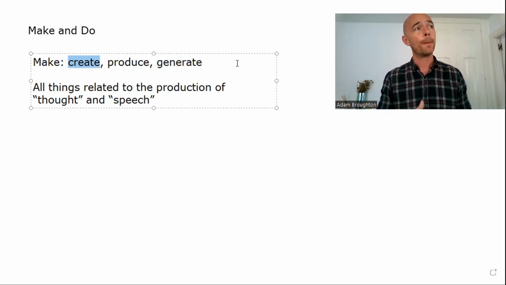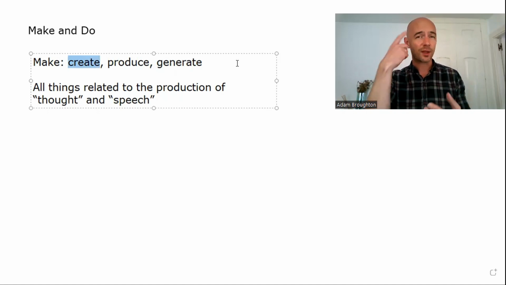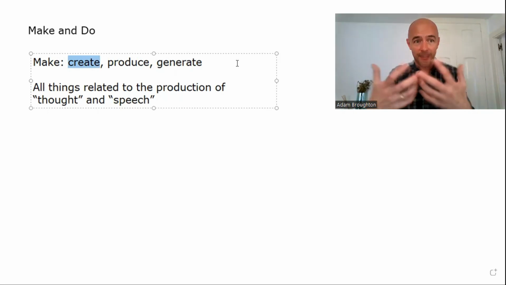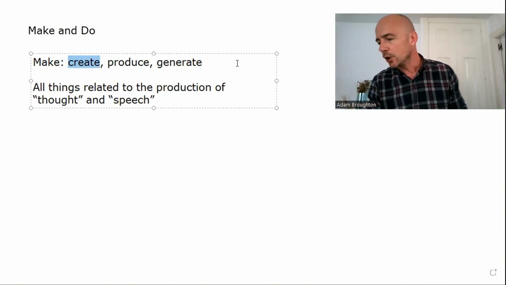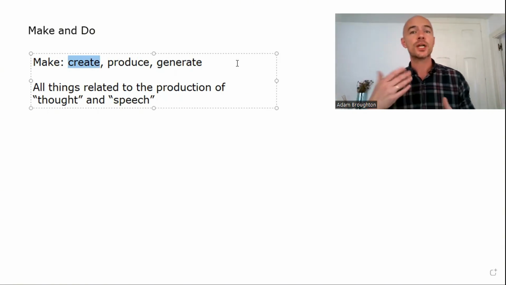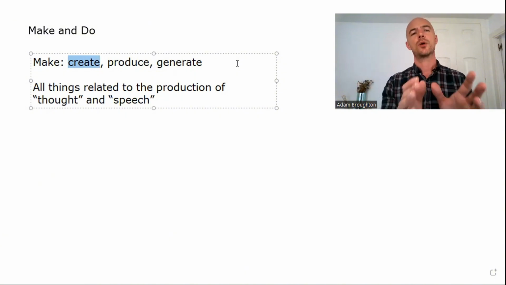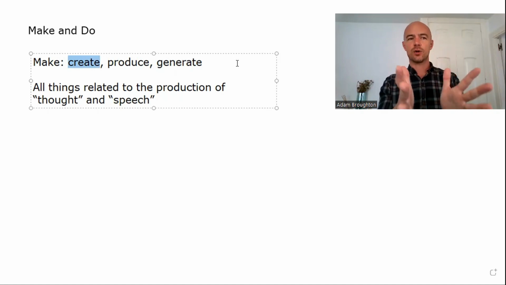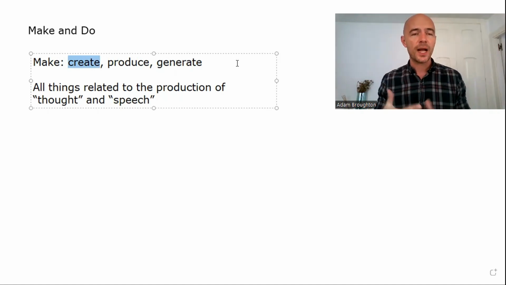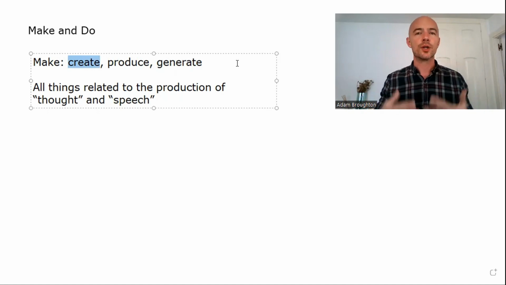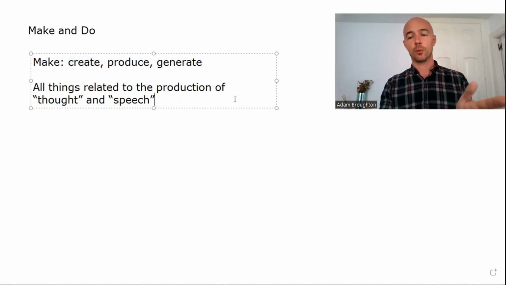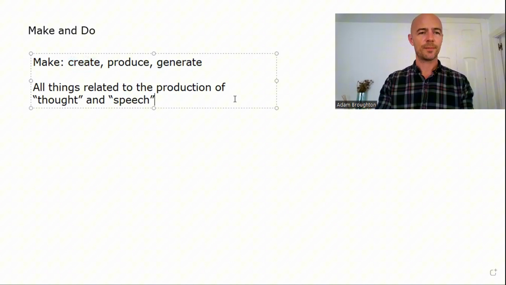You can also make an impression on somebody. Okay, you make an impression on somebody, and that's the thoughts that they have of you. So again, it has this creative quality. What else can you make? You make a prediction, and again, that's using thought and speech. So make is related to these concepts: create, produce, generate, and then all objects that are related to the production of thought and speech, because both thought and speech have this creative quality. Good. Are we clear? So far, so good.